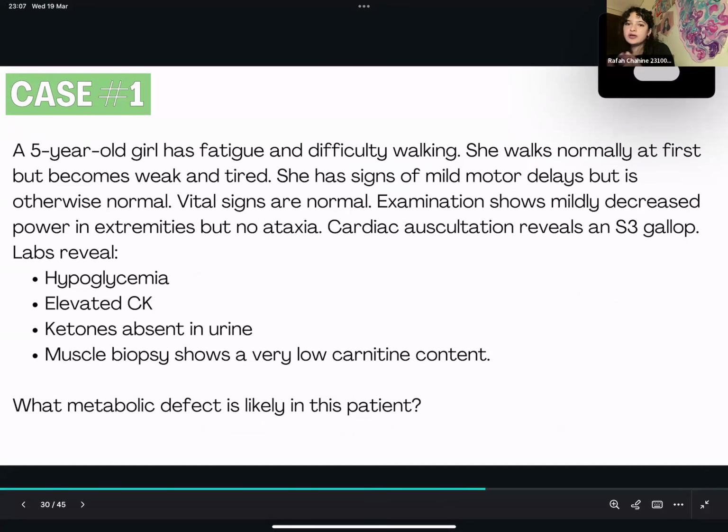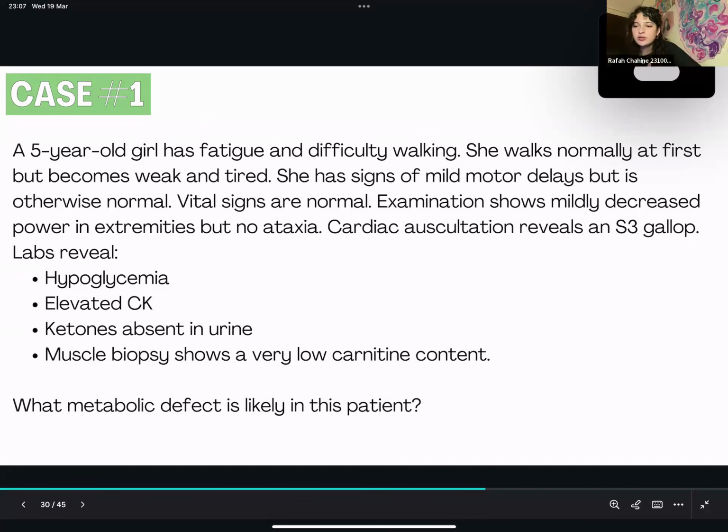Now, these cases are from your slides, and we're going to take them in step by step, okay? So, we have a 5-year-old girl who has fatigue and difficulty walking. She walks normally at first, but becomes very weak and tired, and she has signs of mild motor delays, but is otherwise normal. Her vital signs are normal. Examination shows mildly decreased power in extremities, but no ataxia. Cardiac auscultation reveals an S3 gallop, and labs reveal hypoglycemia, elevated creatine kinase, ketones that are absent in the urine, and the muscle biopsy shows very low carnitine content.